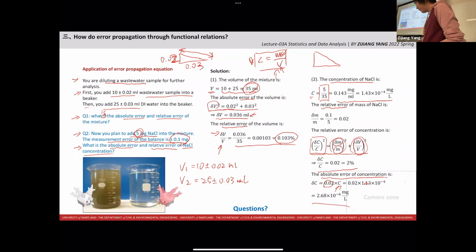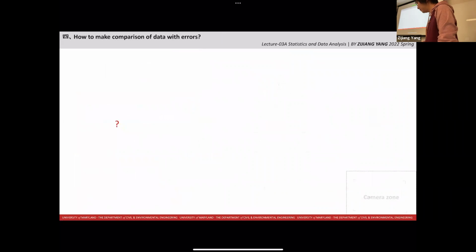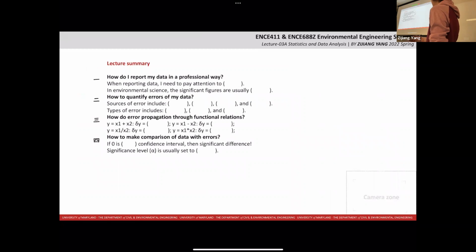I guess we still have one, which is the t-test. I will save this for Thursday, and I will adjust the slides a little bit. So on Thursday, we are going to talk about the t-test. If you are interested, you can take a look.